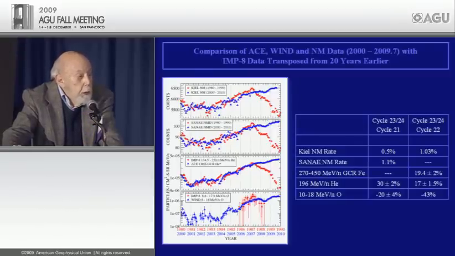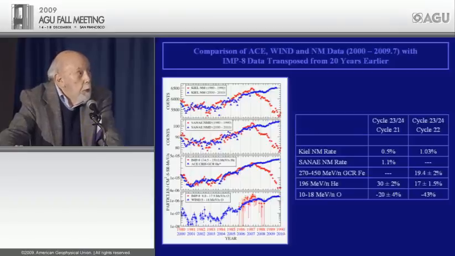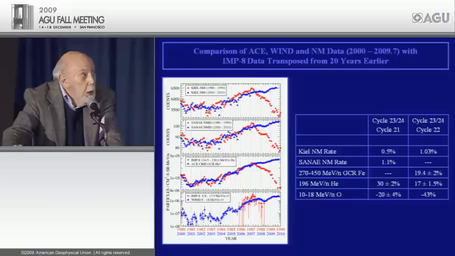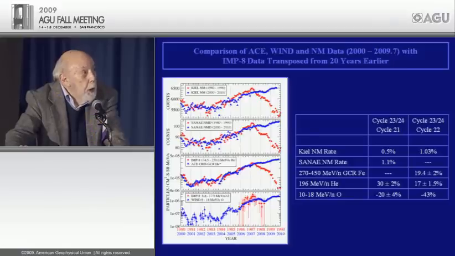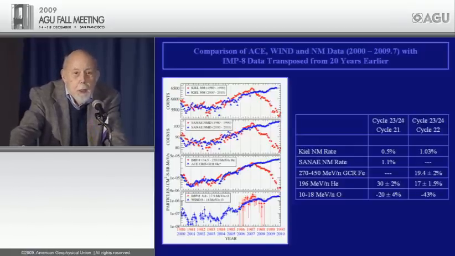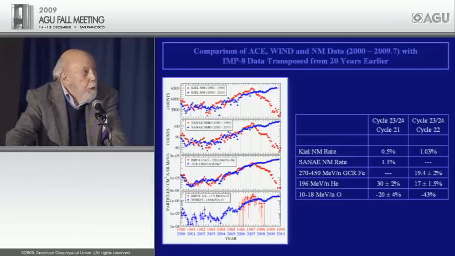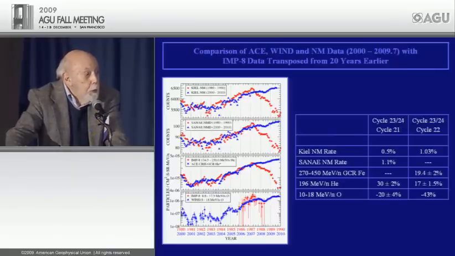We find the Keel neutron monitor is sort of 1% higher now compared to 96, and the large deficit in oxygen, which I think is quite understandable as to what's going on, namely that there's a lag of about 3 or 4 months. One would predict that 2 or 3 months from now, the oxygen will be up to its level in 87. So we will have to wait and see.